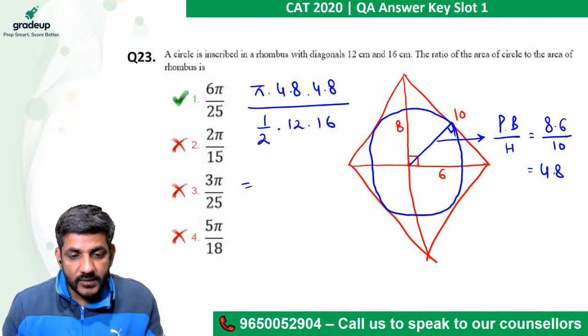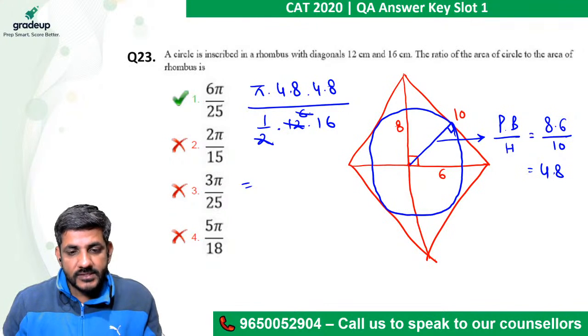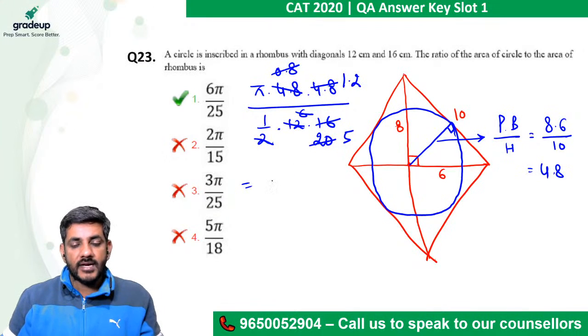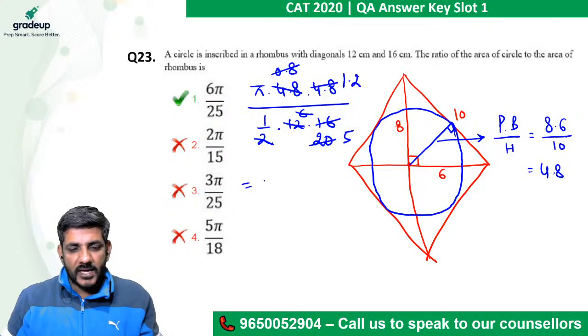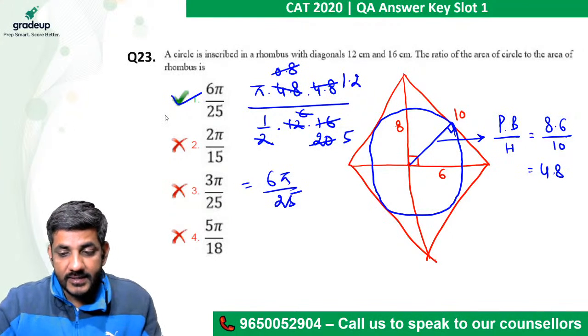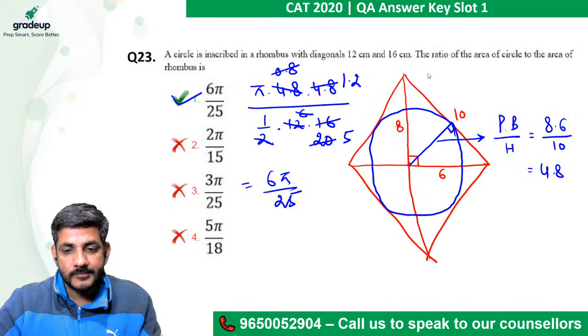So how would I do it? First of all, 2 will cancel out with this 12 to give 6, 6 will cancel out with this 4.8 to give 0.8, 0.8 with 16 will calculate to 20, and 4 5s are 20, 4 12s are, so it is 1.2 pi divided by 5, or let's multiply by 5, we will have 6 pi divided by 25. So option 1 is the correct answer for this question.